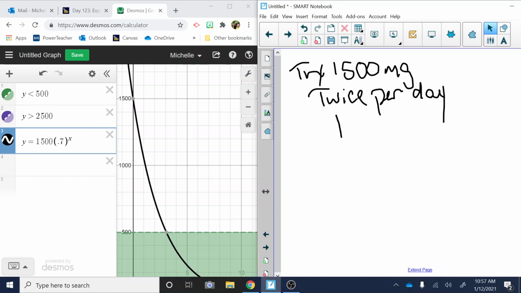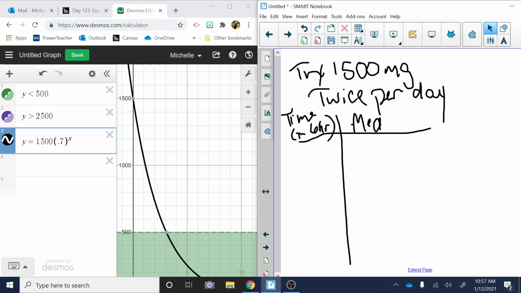Okay, so I'm going to make a table so I can keep track of how much medicine is in my bloodstream. Okay, so time, and we're thinking in 6 hours. So 6-hour chunks is what I'm going with here, to see how much medicine we would have. So let's see, at time 0, I'm going to go ahead and take 1,500 milligrams.